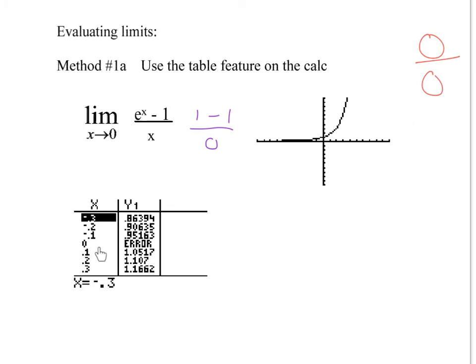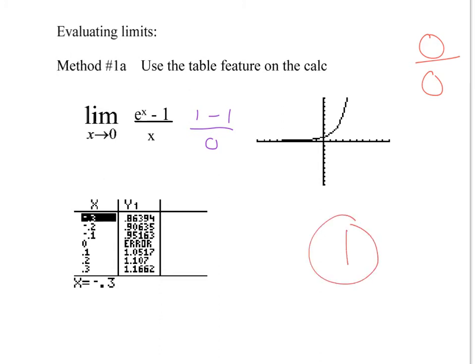Again, we have an error at 0. As we move closer to 0 from the positive side, when x is 0.3, we have 1.16. When x is 0.2, we have 1.107. And when x is 0.1, we have 1.05. So again, it looks like we're getting closer and closer to the value of 1. So the limit as x goes to 0 is 1.